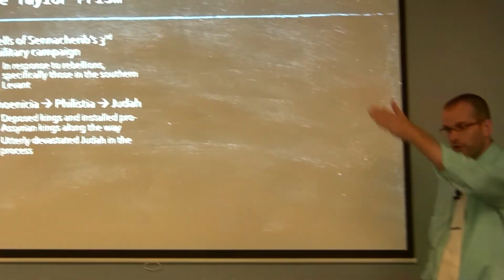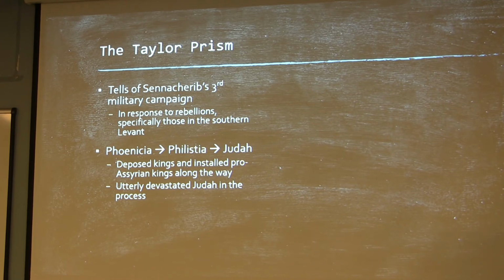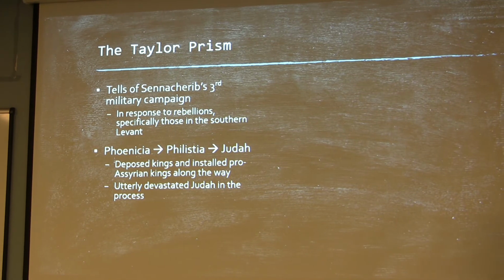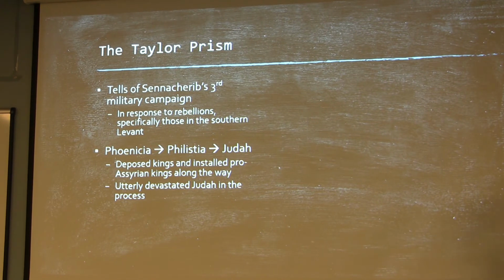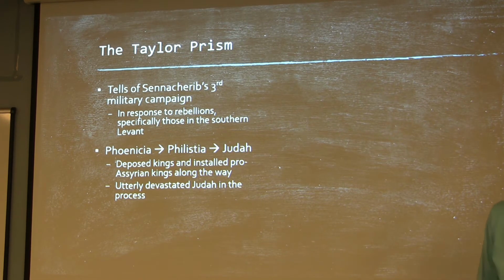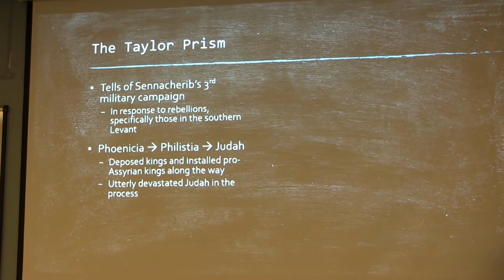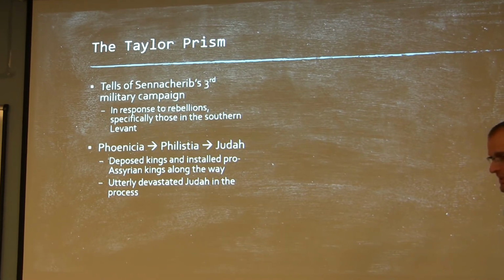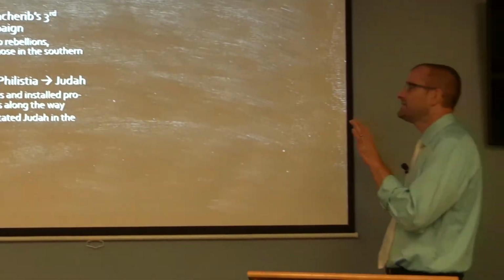Okay? But again, this third military campaign was a response to the rebellions. Again, you see him work through Phoenicia, down the coast, hits the coastal plain with the Philistines, and then bisects the Shephelah across the valleys in order to get to Jerusalem. Jerusalem and Judah. He's deposing kings and installing pro-Assyrian kings all along the way. In the process of doing this, he utterly devastates Judah. We know this from the archaeological record. He leaves a wake of destruction in his path.